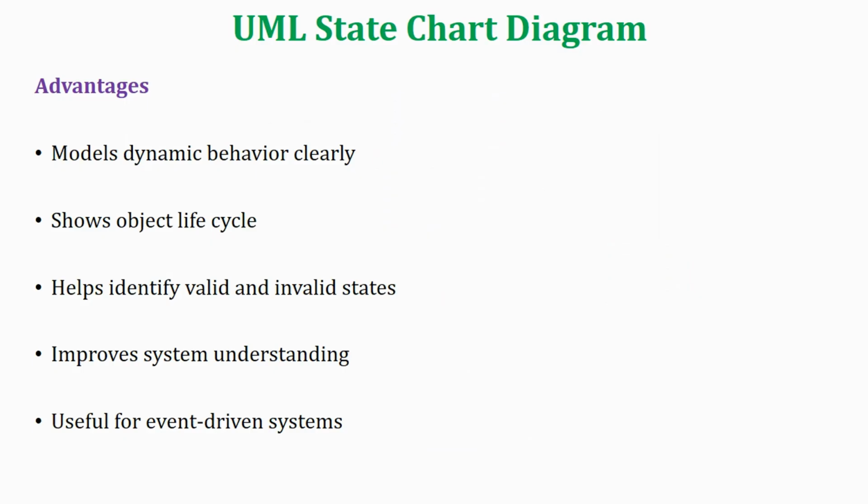And next, what are the advantages of the UML state chart diagram? It models the dynamic behavior clearly and shows the object life cycle. It helps to identify valid and invalid states and improves system understanding, and it is useful for event-driven systems.